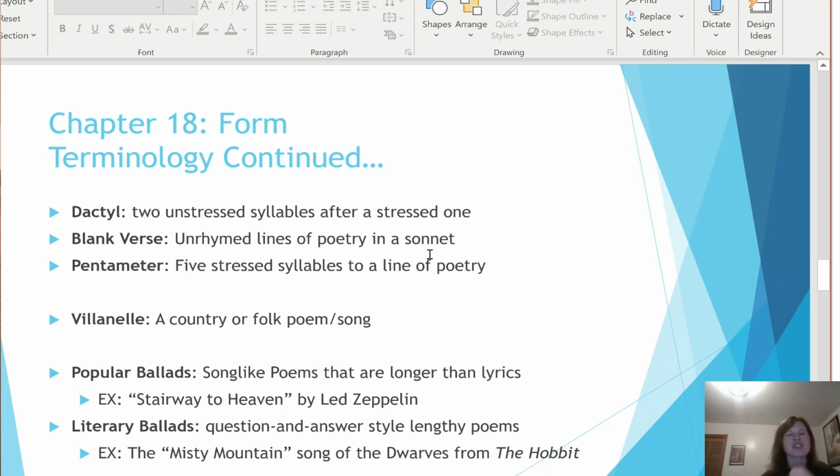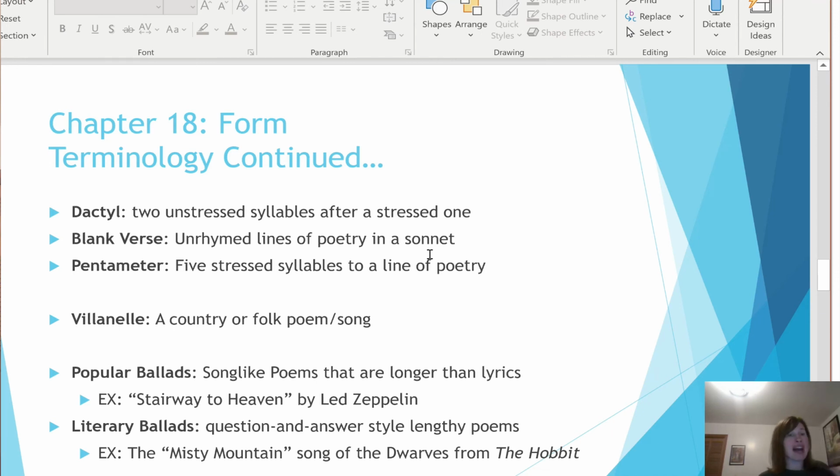This last slide here, slide 7, the last one we're going to look at tonight, is honestly, these are the terms that are probably the most popular that are used. You don't have to use them, but they're the most popular. Dactyl is when there's two unstressed syllables after a stressed one, so there's actually 3 syllables involved with a dactyl use of meter. Blank verse is when there's unrhymed lines of poetry in a sonnet.